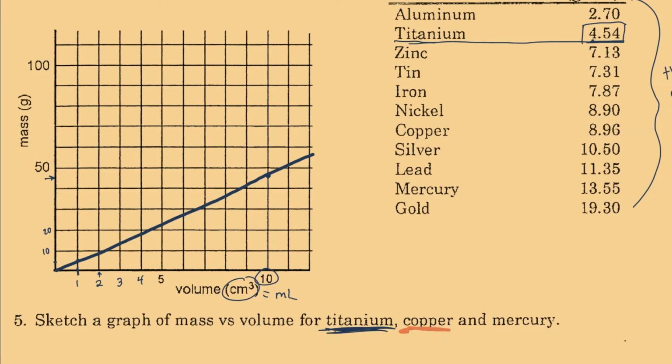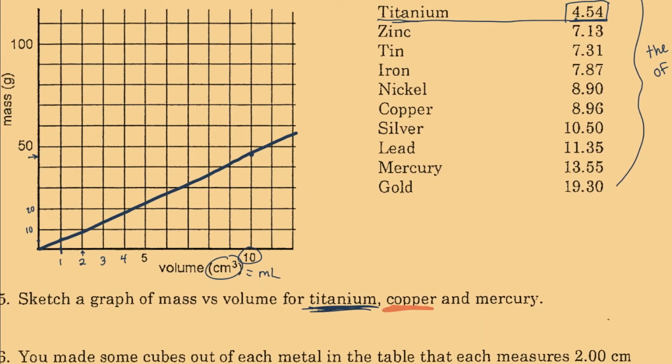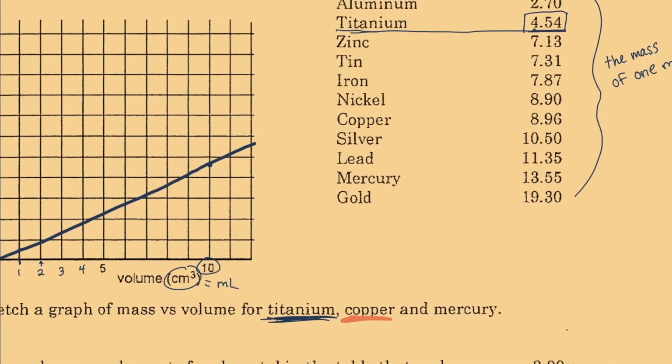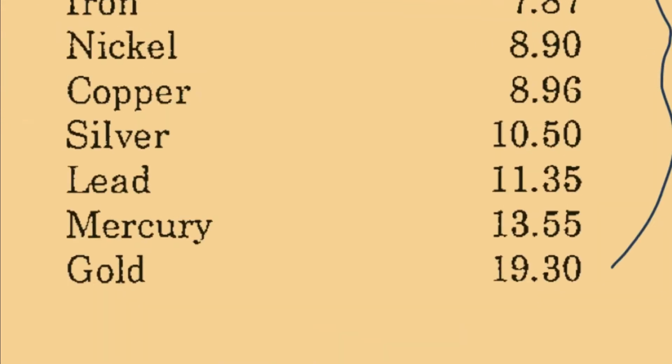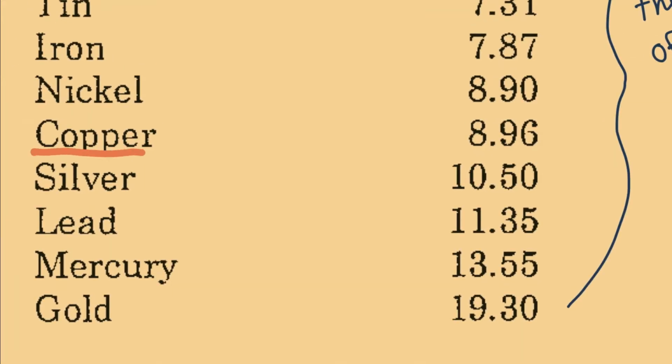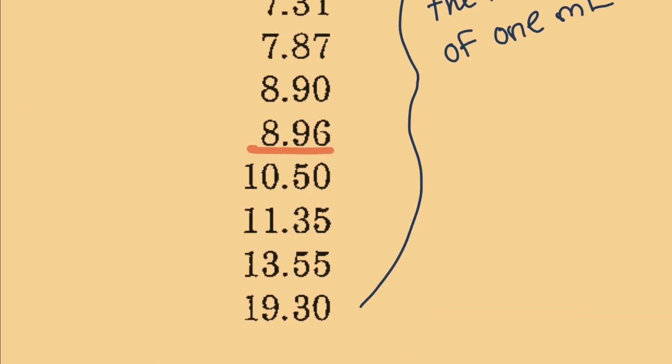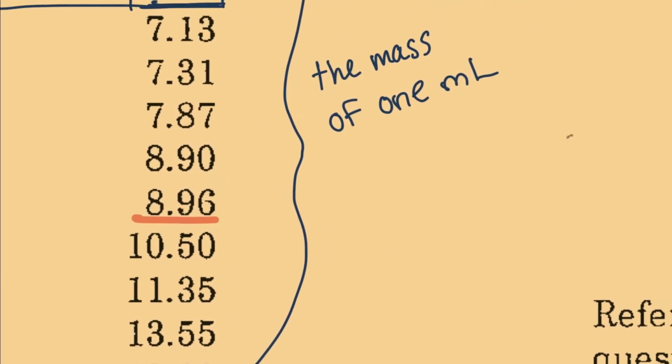Copper. So now we want to do the exact same thing, but use a different density, and therefore a different slope. Well, I know that copper has a density of 8.96 grams for every 1 milliliter. I'm going to write that like this: 8.96 grams equals 1 milliliter.